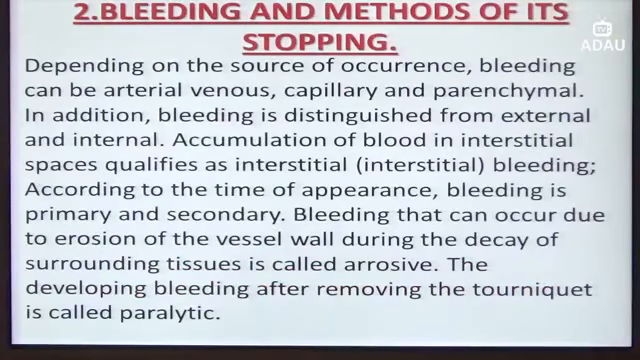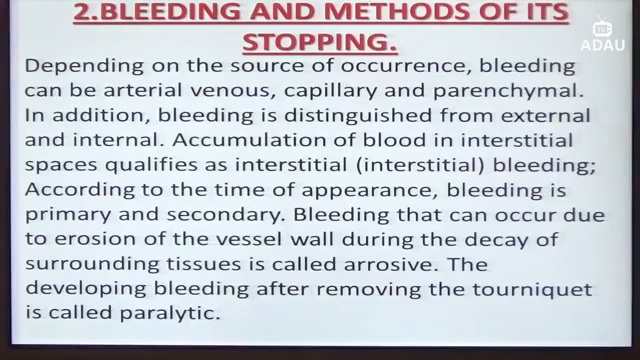The second part of our lecture: bleeding and methods of its stopping. Depending on the source, bleeding can be arterial, venous, capillary, and parenchymatous. This is bleeding, and very dangerous. This is arterial bleeding, which we most often meet in animals. Bleeding that can occur due to erosion of the vessel wall during the descent of surrounding tissues is called erosive bleeding.